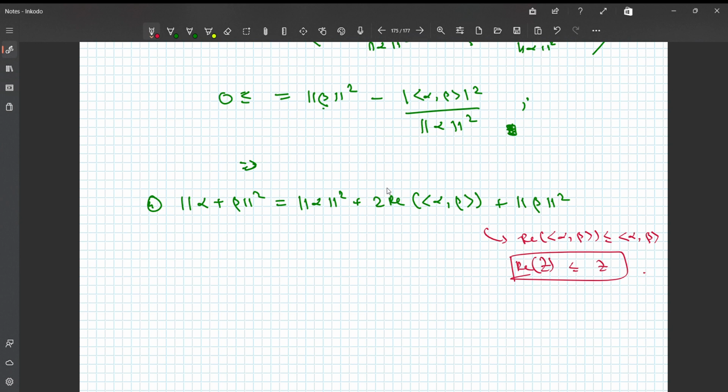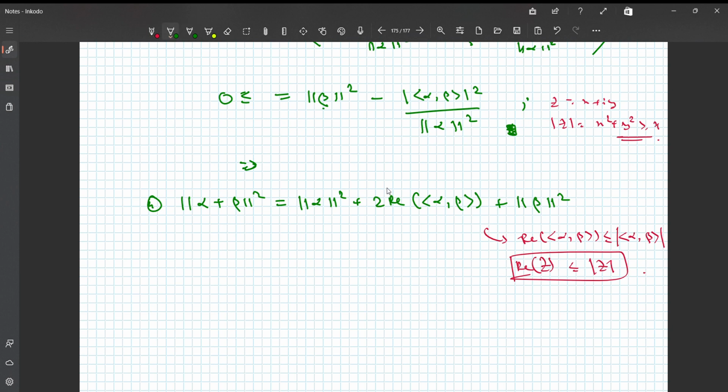You can take the modulus. Sorry, the real part of z is less than or equal to the modulus of z. The real part of the inner product of alpha beta is less than or equal to the modulus of the inner product of alpha beta. Correct. That's quite trivial, because if z equals x plus iy, then its modulus is the square root of x squared plus y squared, which is clearly greater than or equal to x.